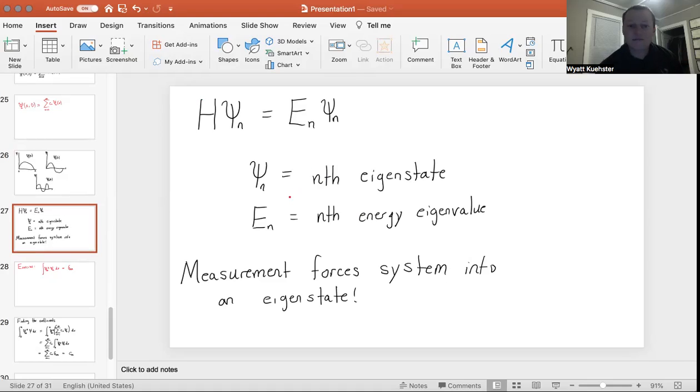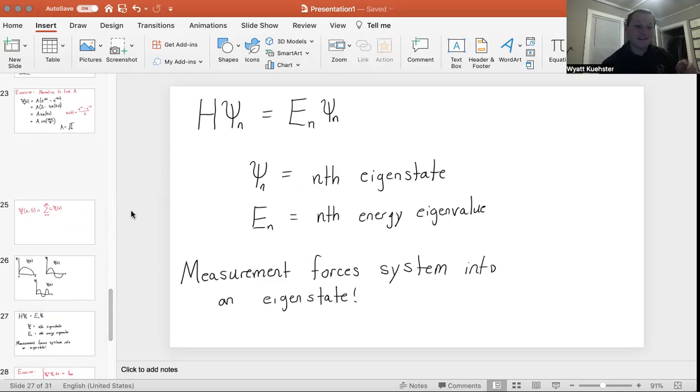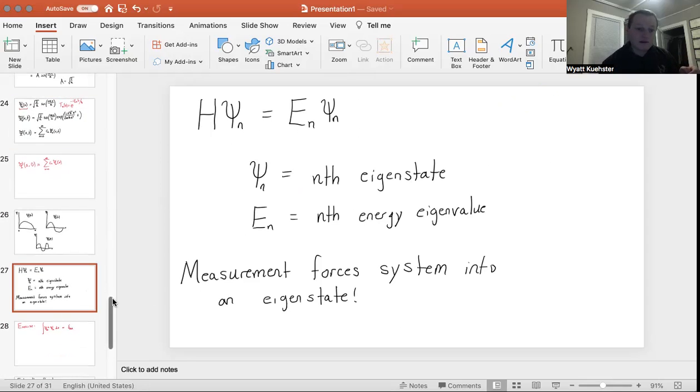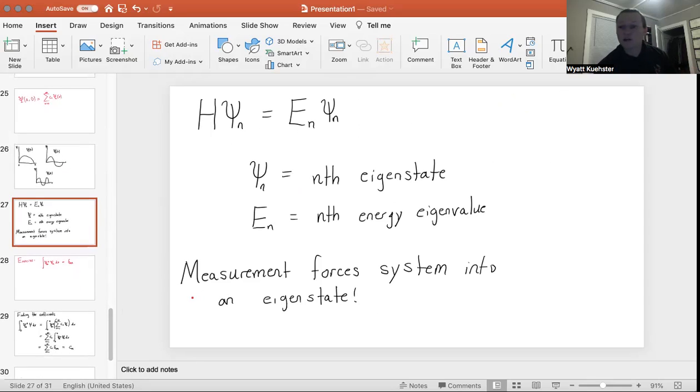So what happens is that measuring the system forces it into one eigenstate, even though before measurement, we say the system is in a superposition, in fact, an infinite superposition of infinitely many different states, these psi n's. So that's sort of the measurement. That's how measurement is working with all of this.